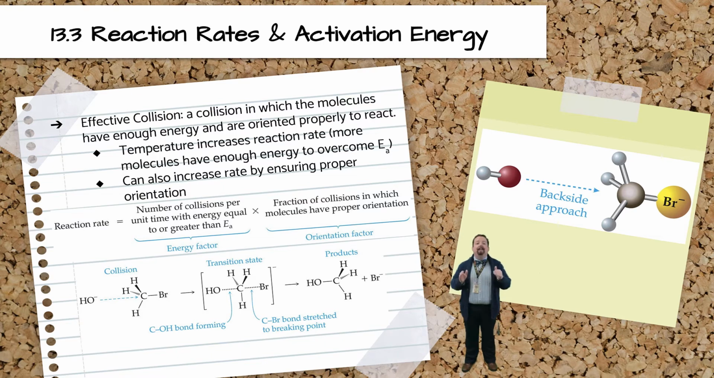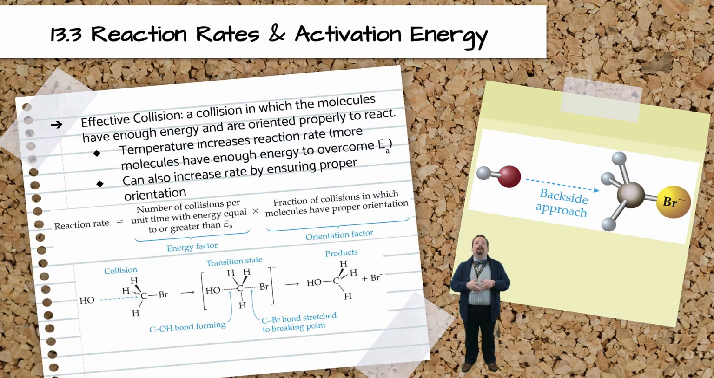An effective collision is one in which the molecules collide with enough energy to overcome the activation energy, and in which those molecules are oriented properly to react. For instance, when the OH ion collides with the methyl bromide molecules, the negatively charged oxygen must be oriented toward the methyl side of the methyl bromide. If it comes from the other side, or it's flipped around, a reaction does not occur.